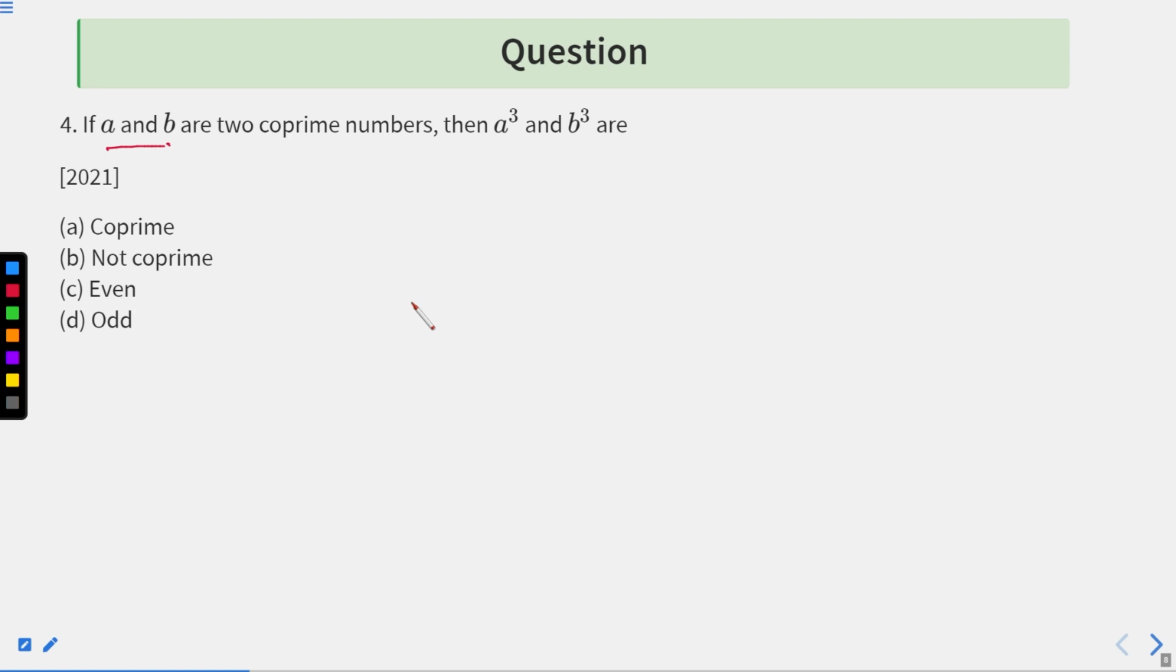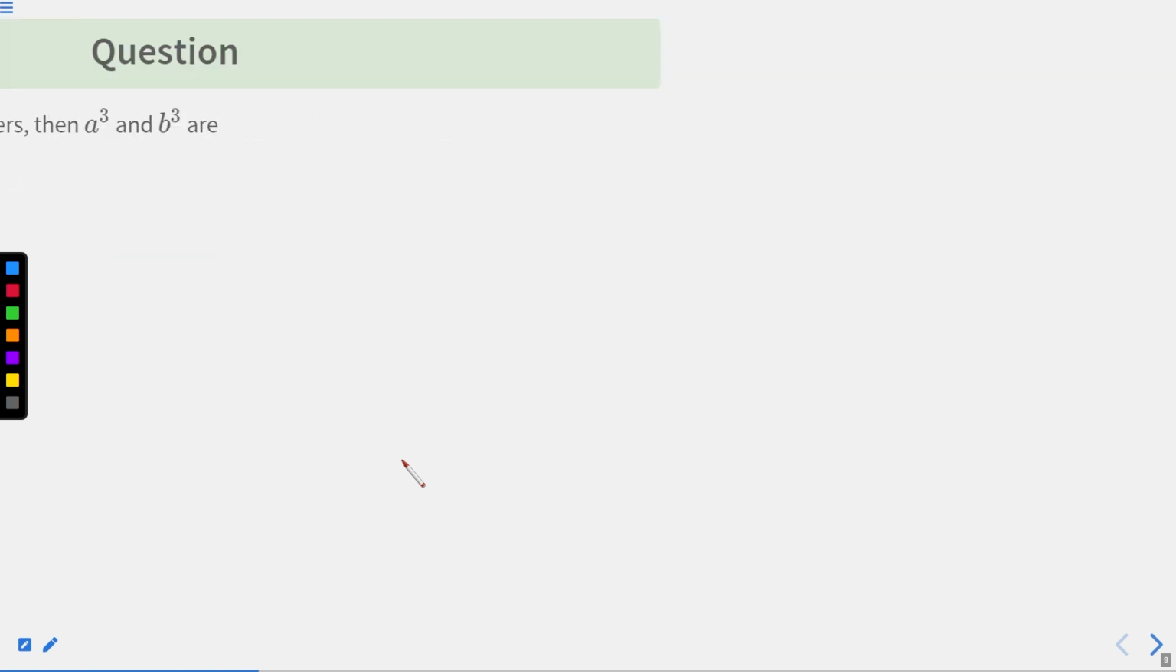Then we have been asked about A cube and B cube. If A and B are two co-prime numbers, then A cube and B cube are which type of numbers? In option A we have given co-prime, in option B not co-prime, in option C even number, and in option D odd number. Okay, so let us solve.